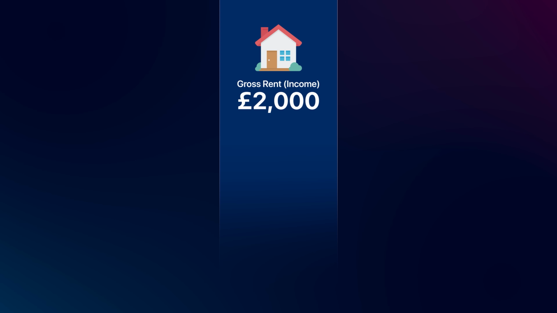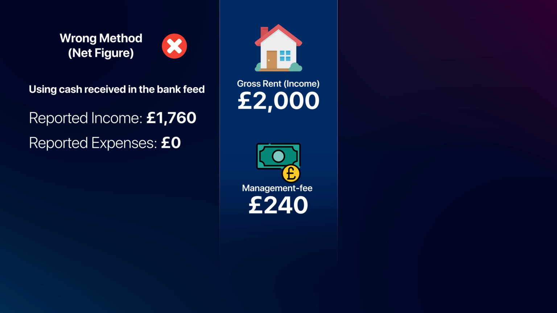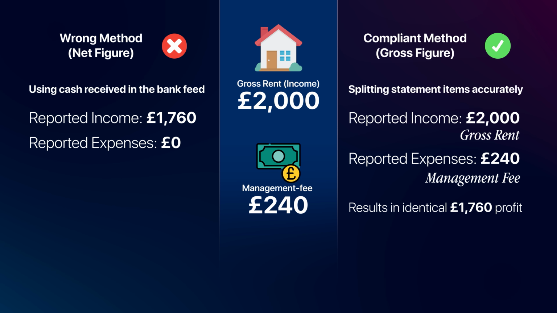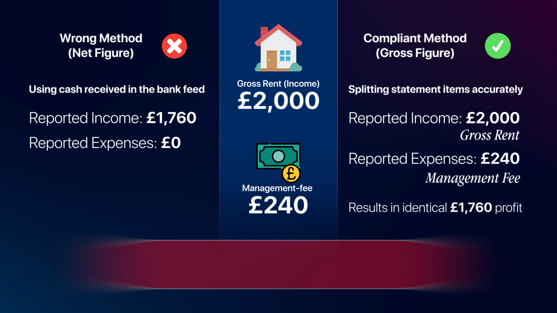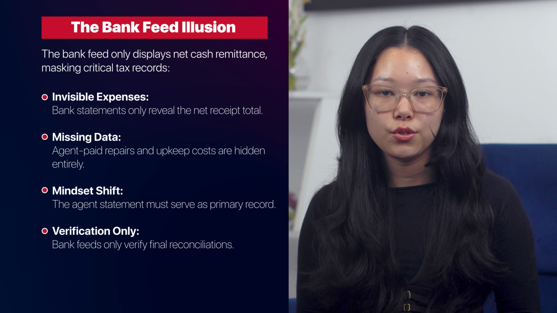Take £2,000 of rent with a £240 fee. The wrong way is income £1,760, no expense. The right way is income £2,000 and a £240 management fee expense. Same £1,760 profit, but only the gross version produces the correct HMRC category totals, and the quarterly update is built on those categories. Why does this happen so often?